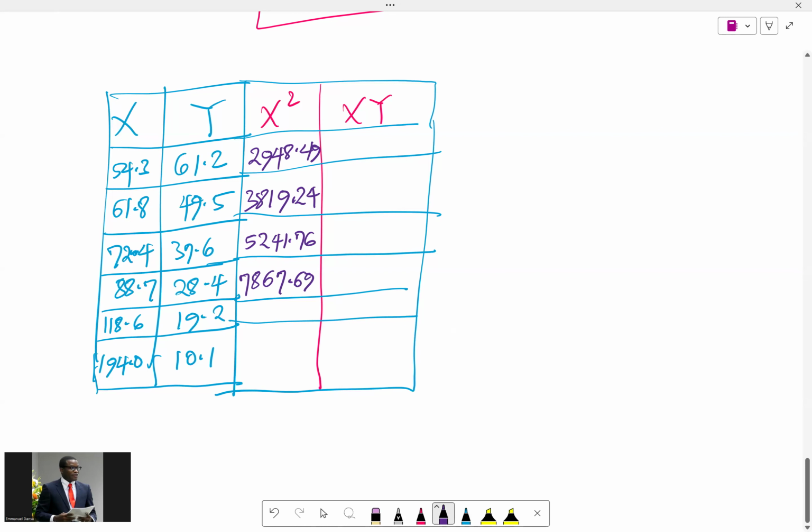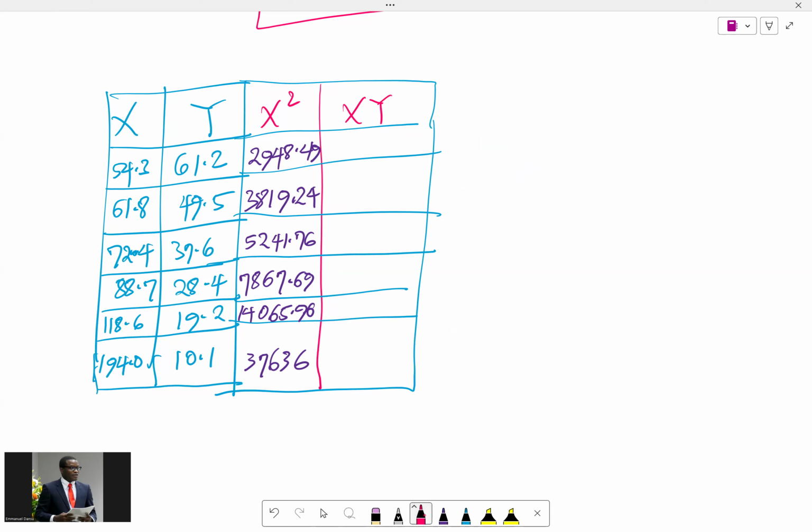We have 118.6 raised to power 2. That's 14065.96, right? Then we have 194.0 raised to power 2. That's 37636. Okay, that's done. We move on to the next one.